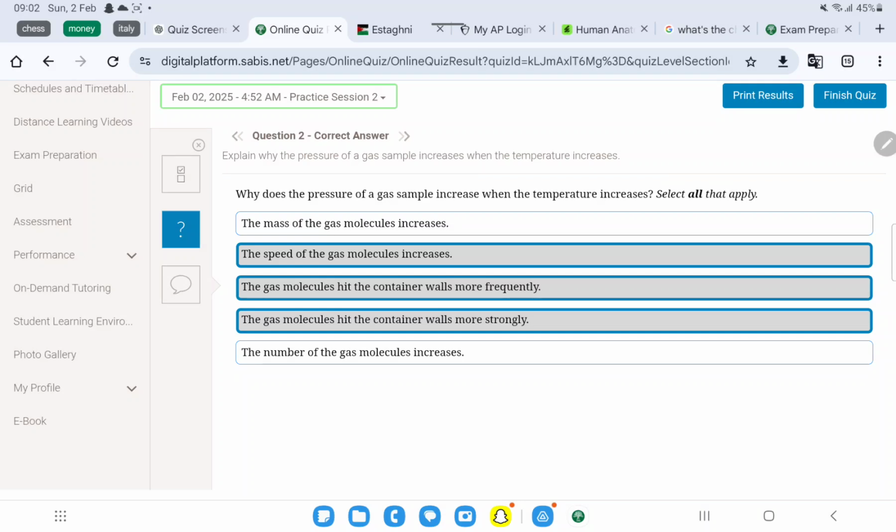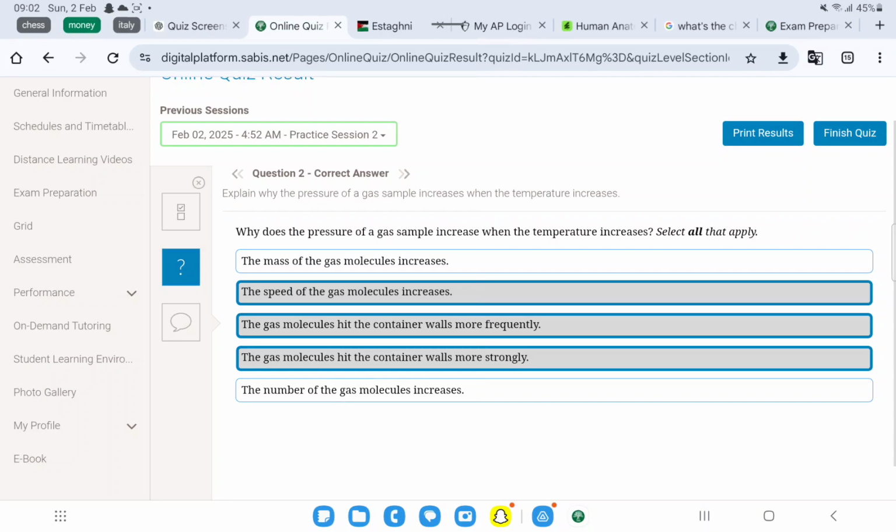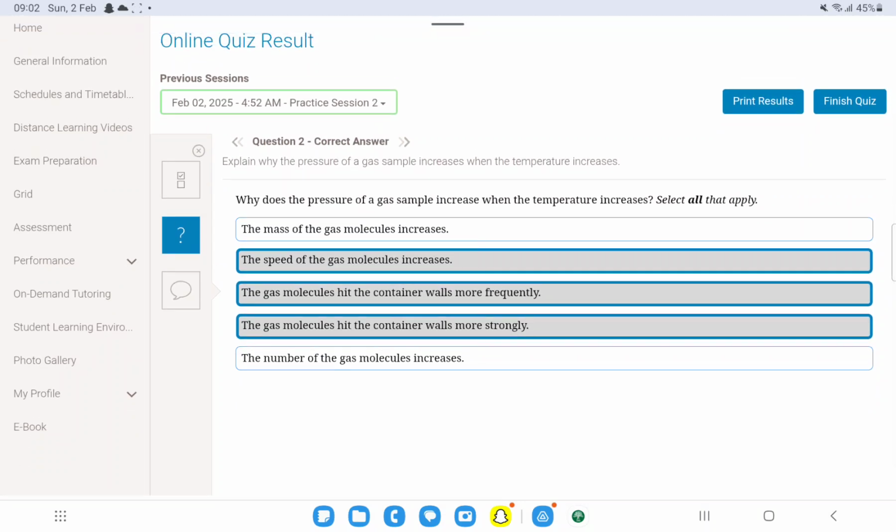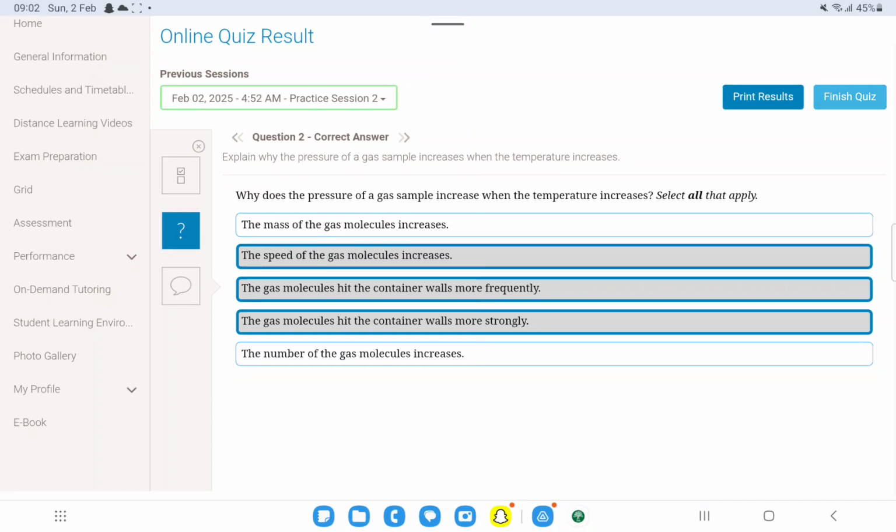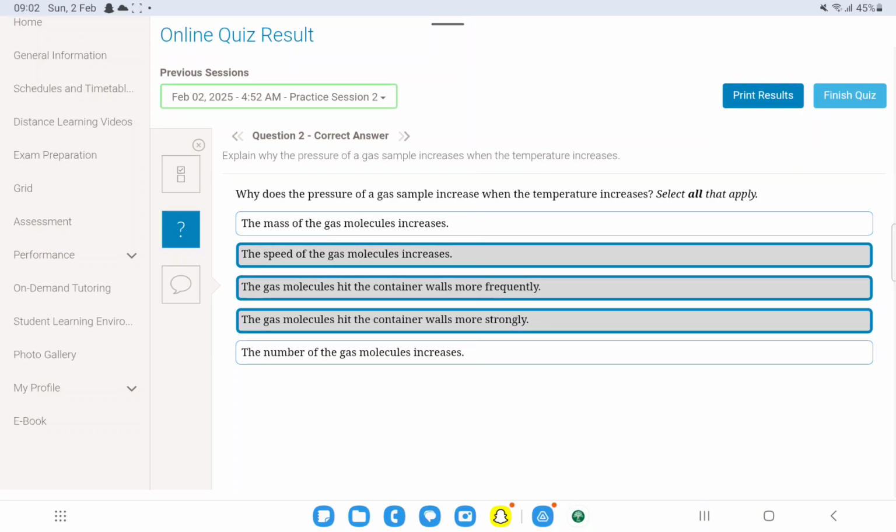Why does the pressure of a gas sample increase when the temperature increases? I said before that when the temperature increases, the kinetic energy increases, making the molecules move faster and stronger, so they will hit the walls of the container more frequently and with more force. So the speed of the gas molecules increases. The gas molecules hit the container wall more frequently. The gas molecules hit the container walls more strongly. The number of gas molecules increases? No, temperature doesn't multiply them, it just increases their speed. The mass of the gas molecules increases? You cannot change mass.